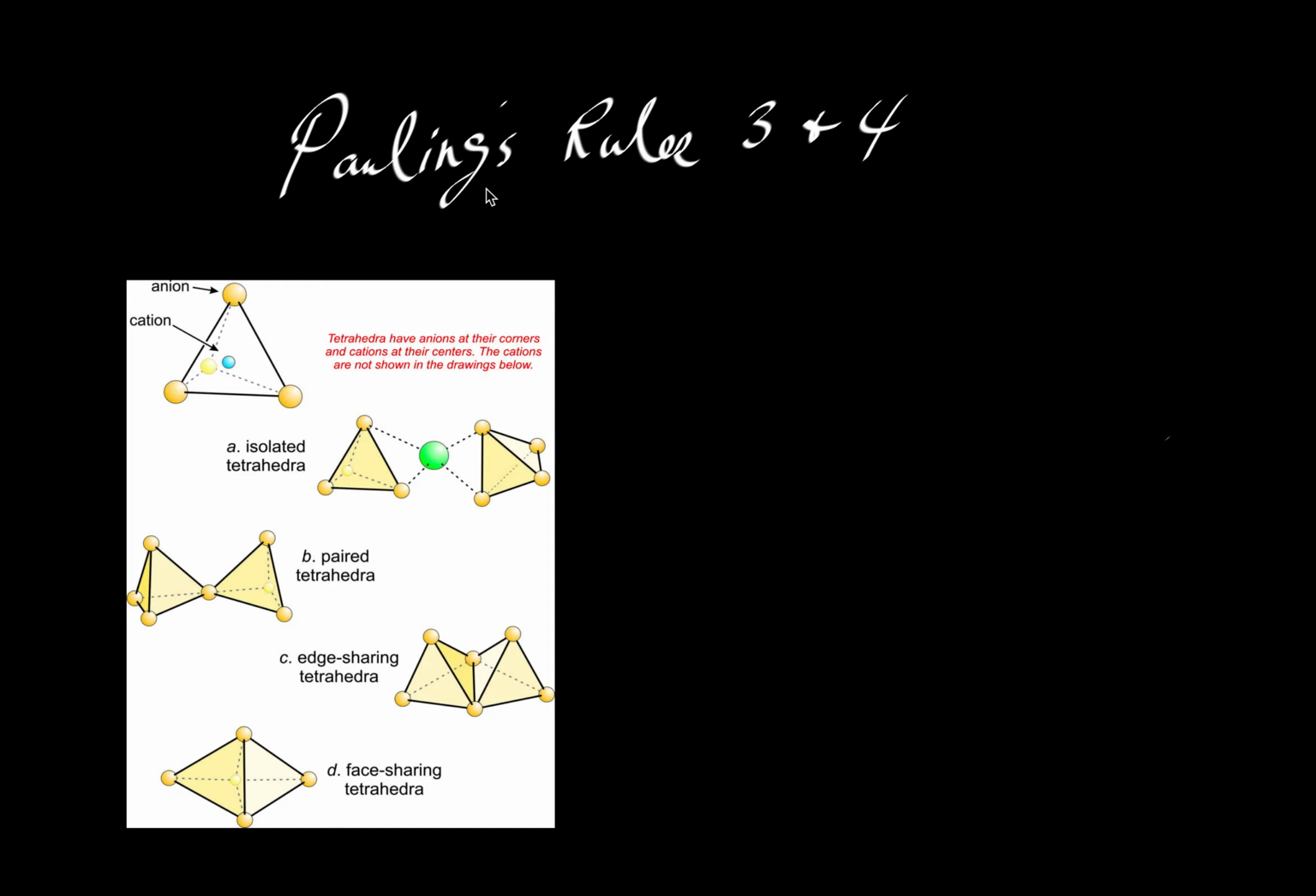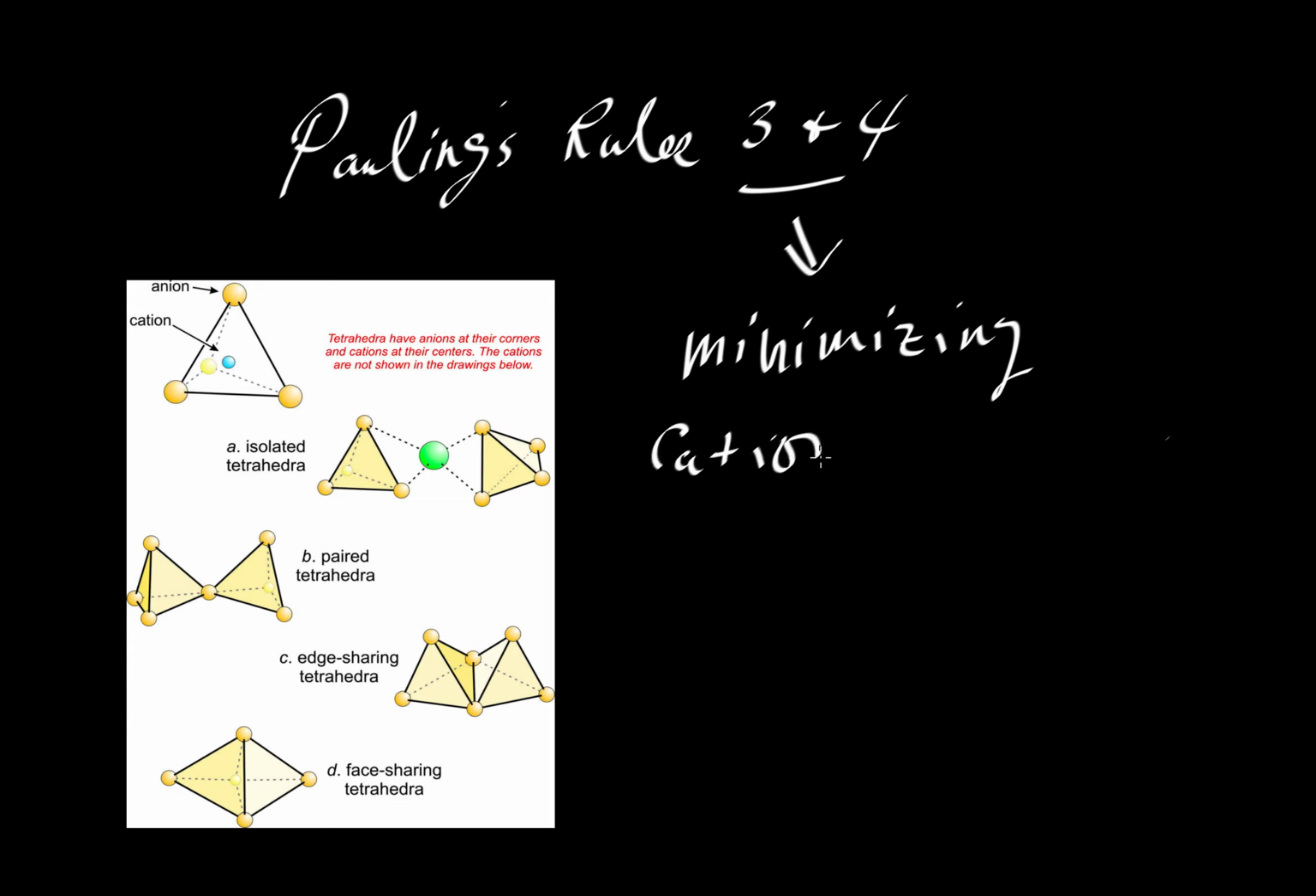In this video, we're going to look at Pauling's rules 3 and 4, and we're going to combine these because rules 3 and 4 do the same thing. They are both about minimizing cation repulsions, so minimizing cation repulsive forces. And if a crystal can minimize those forces, then that crystal structure is more stable. So rules 3 and 4 are related in this way.